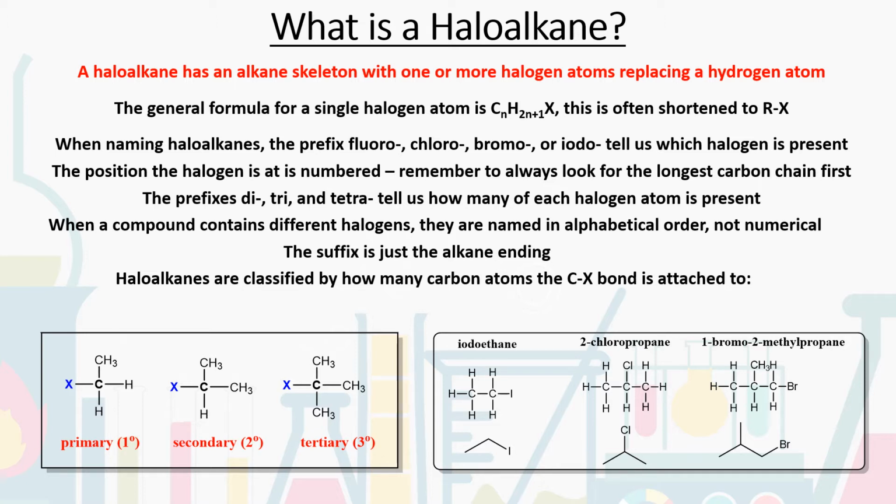Remember, in alphabetical order. Now, haloalkanes can also be classified by how many carbon atoms the C-X bond is attached to. So, a primary haloalkane, we've got our C-X bond, and the carbon that the halogen is attached to is bound to one other carbon-based group. That's a primary haloalkane. If the carbon the halogen is attached to is attached to 2 other carbon groups, that's a secondary haloalkane. And then finally, if we have our halogen attached to a carbon that is attached to 3 other carbon-based groups, that is a tertiary haloalkane.